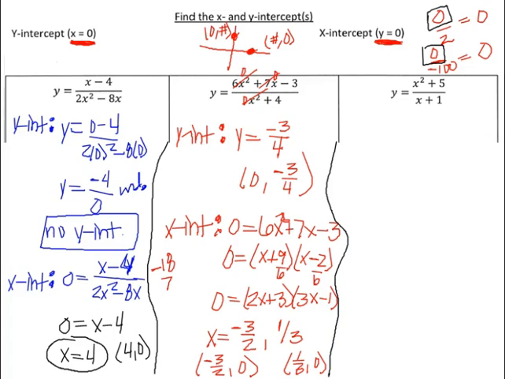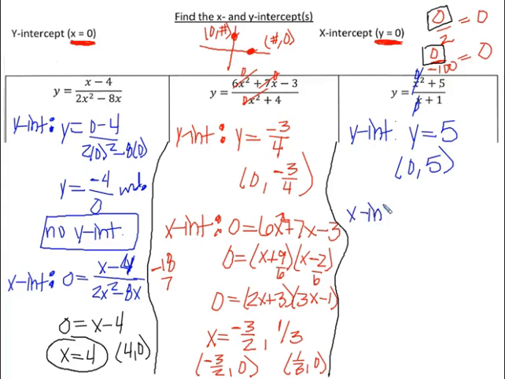All right, moving on. For our y-intercept, we can simply substitute in 0 for our x's, which means those go away. So we're left with 5 over 1, which is just 5. So our y-intercept would be 5.